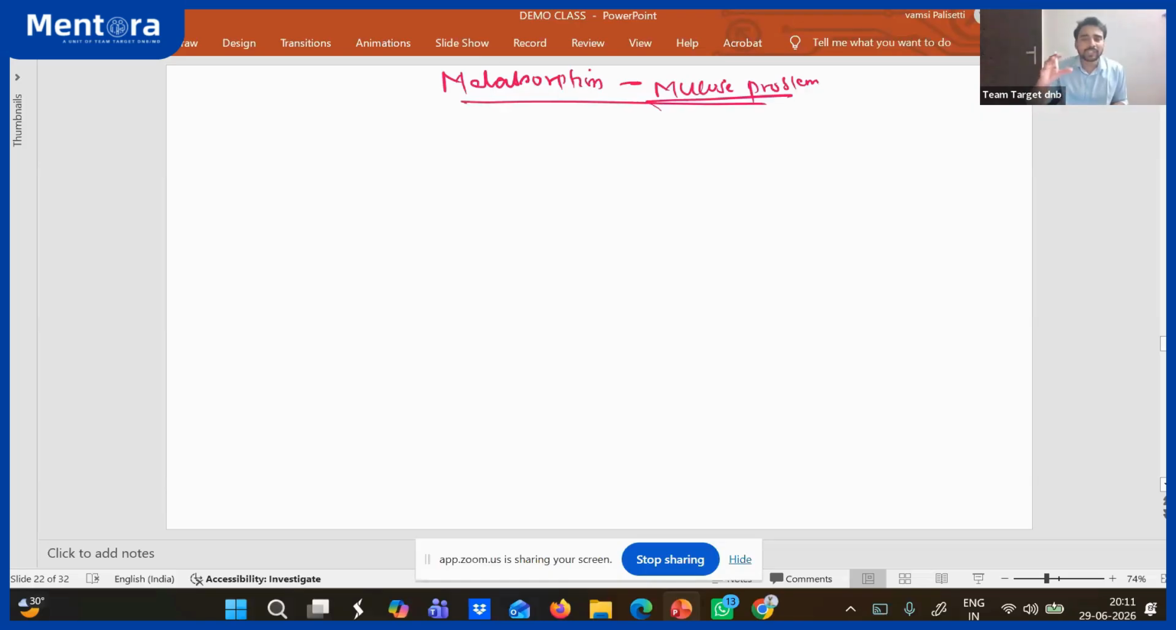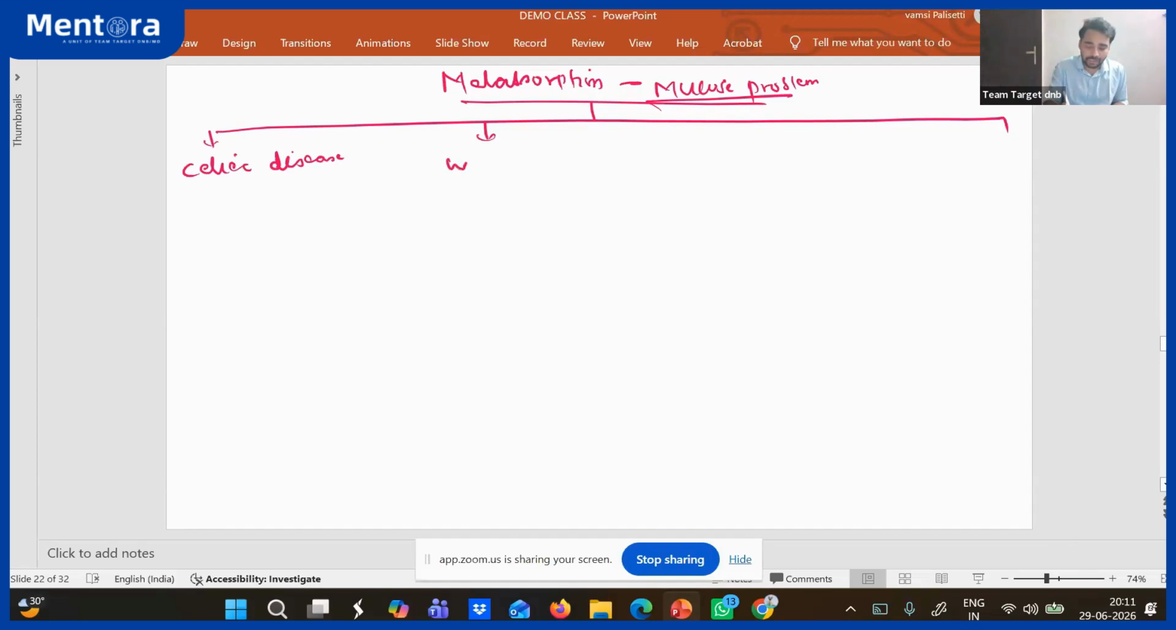So, we were discussing malabsorption which occurs because of intestinal mucosal problems. There are certain diseases, very, very important. The first is celiac disease. Other is Whipple's disease. Very, very, very important topic I am discussing now. Other is tropical sprue. And other is small intestinal bacterial overgrowth, SIBO, and last and final, abetalipoproteinemia.